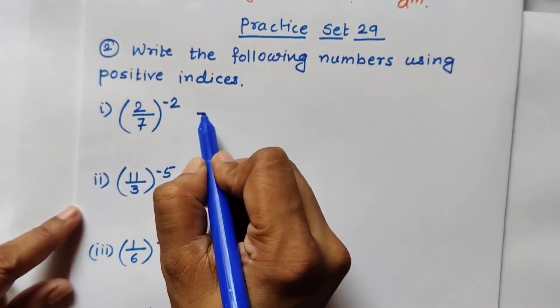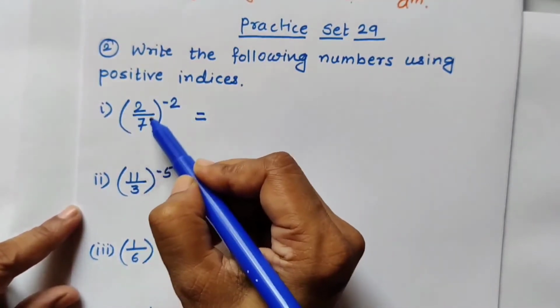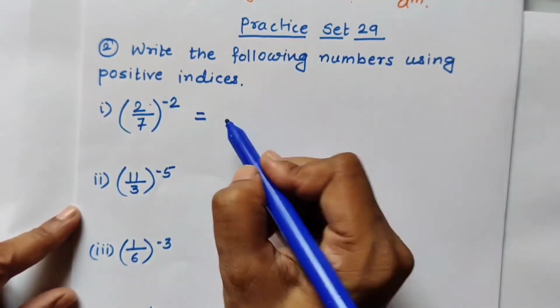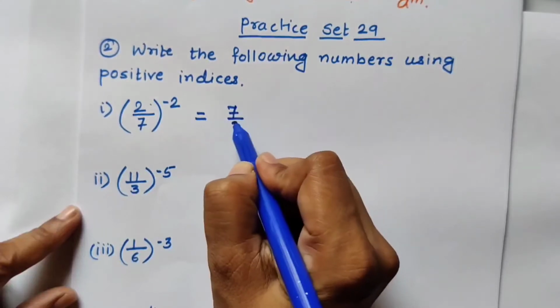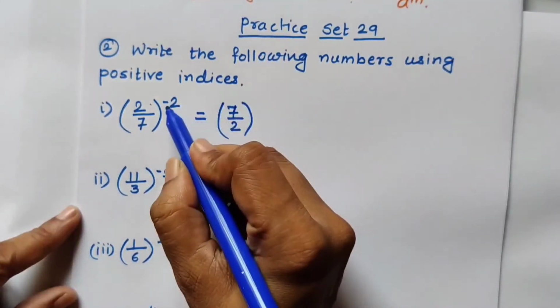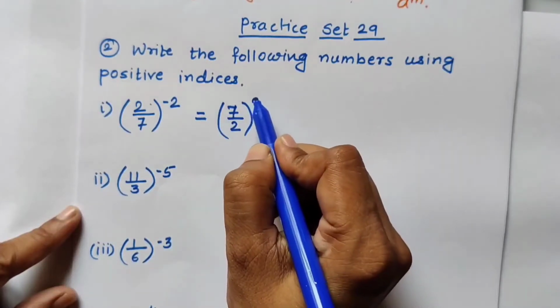So how to write it? Equal to, we have to write the multiplicative inverse of the base. Our base is 2 upon 7. What is its multiplicative inverse? It will become 7 upon 2. 7 upon 2, and then this minus will become plus.